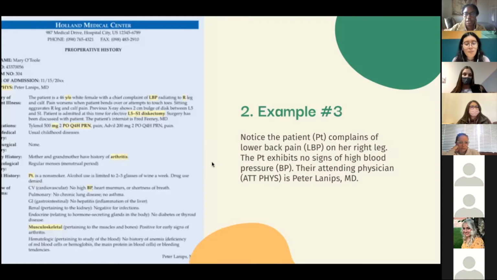And our third and last example, again, patient complains of lower back pain, LBP, on her right leg. The patient exhibits no signs of high blood pressure, and their attending physician is Peter Lennox. So as you can see, all the highlighted words and letters there.